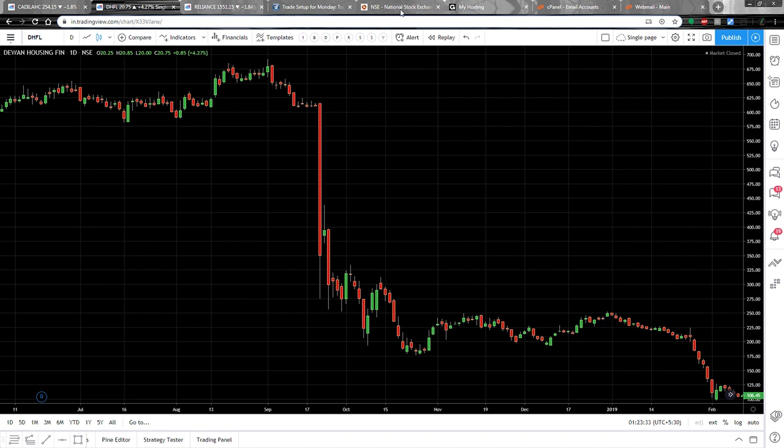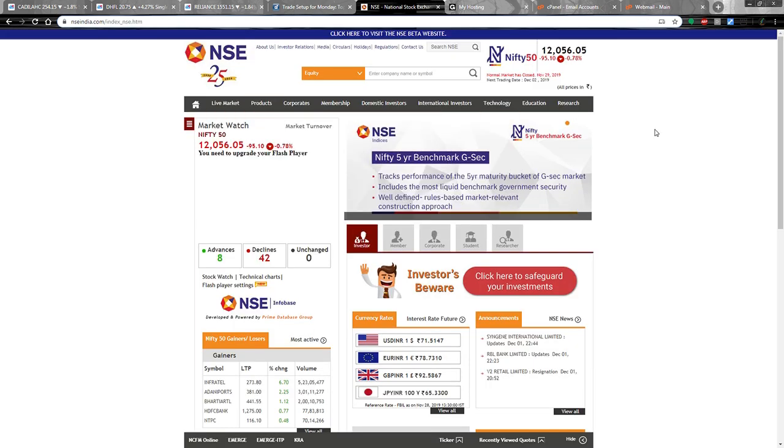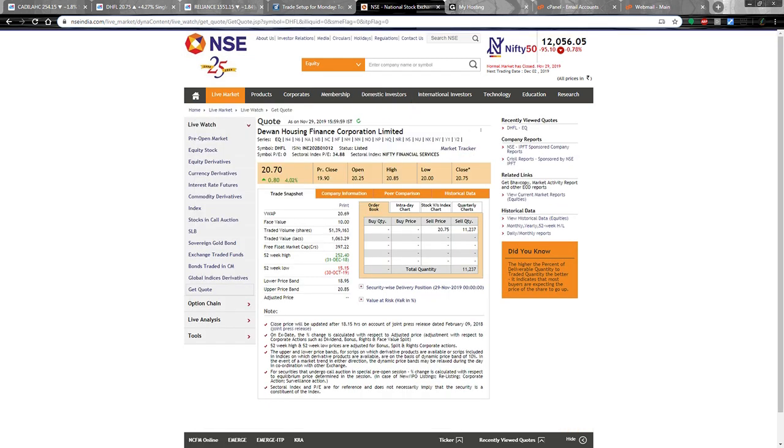For that, you need to go to the NSE India site. This is the homepage of NSE India. On the top, you see a search box. Just type in DHFL or any other stock for which you want to find the data. Click on it, and it will give you this data. Now, the data that you see here is for last Friday, that is 29th November 2019. But we want the data for 21st September 2018. So what do you need to do?